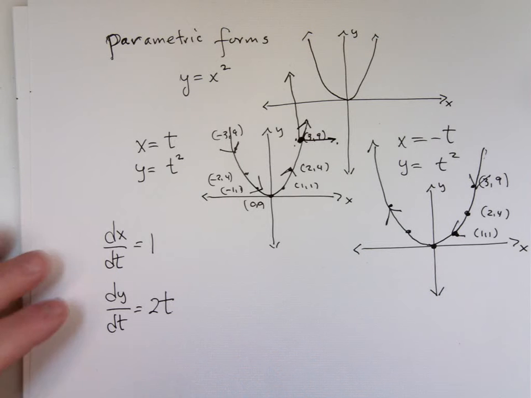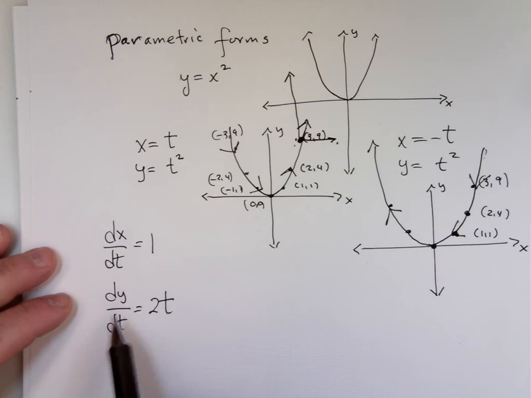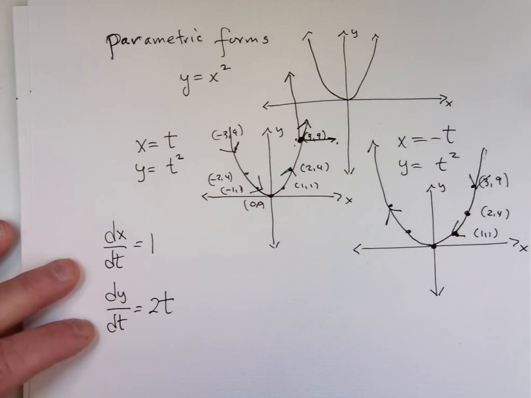Now, given the individual velocities, can we turn around and find dy dx, the slope of the tangent line?